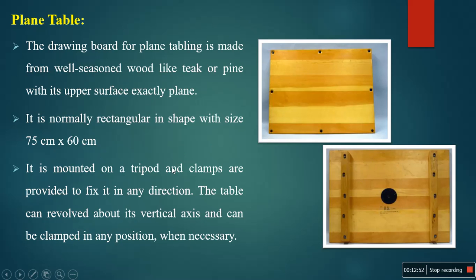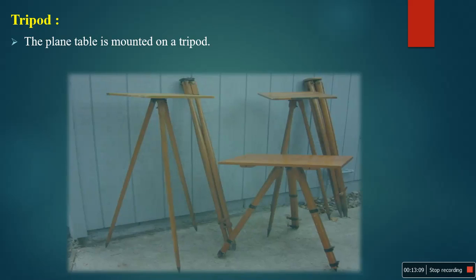So this is about the plane table instrument. The next is the tripod. Okay, tripod means what? The plane table should be mounted on the tripod legs. There are 3 legs.